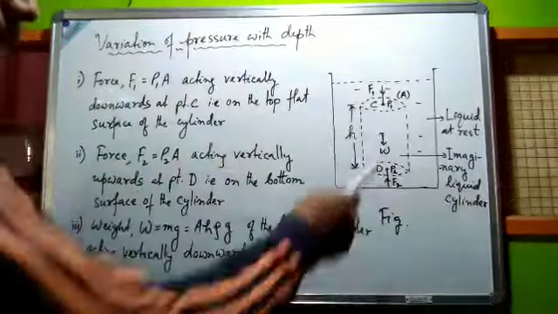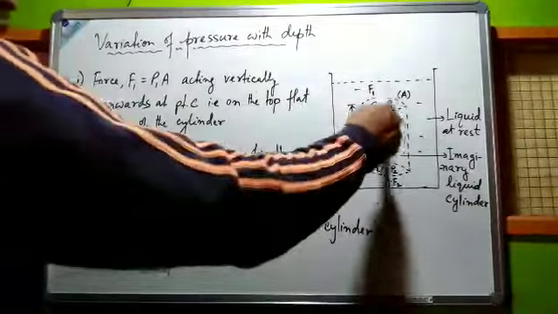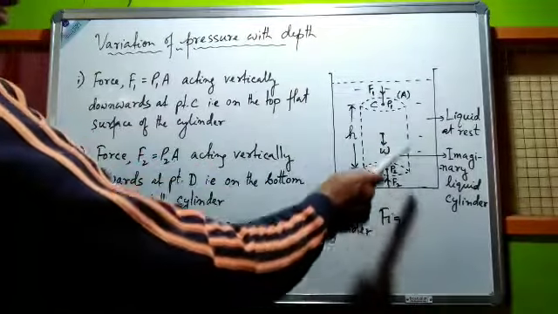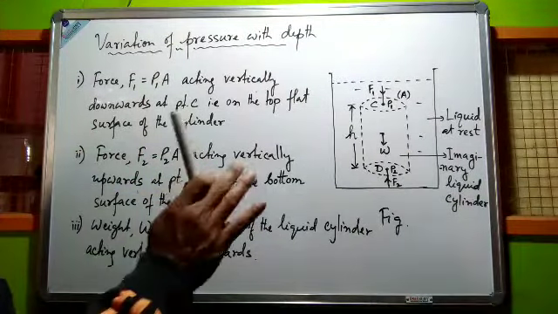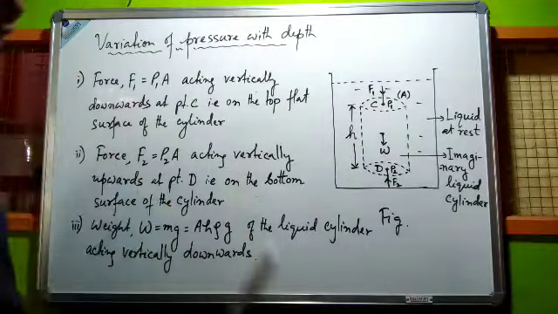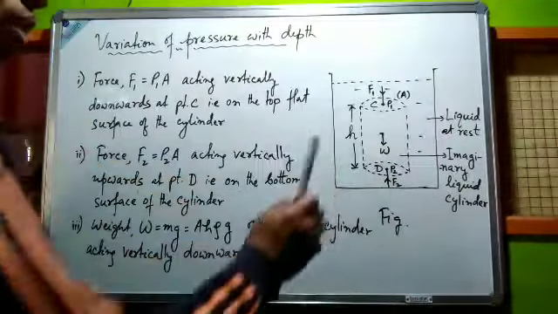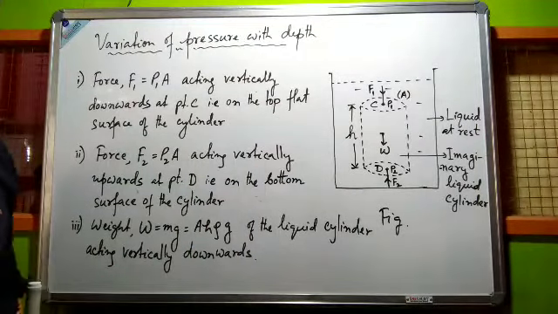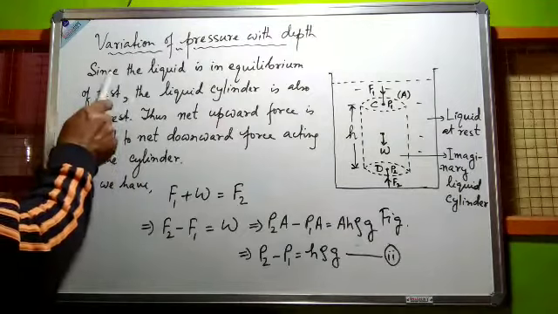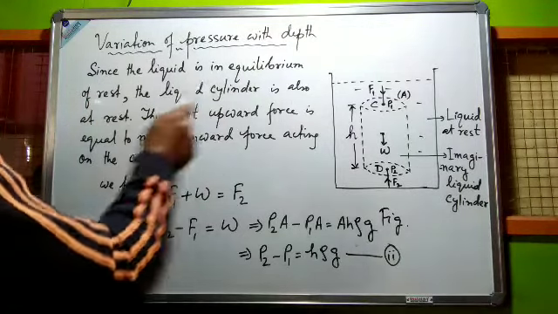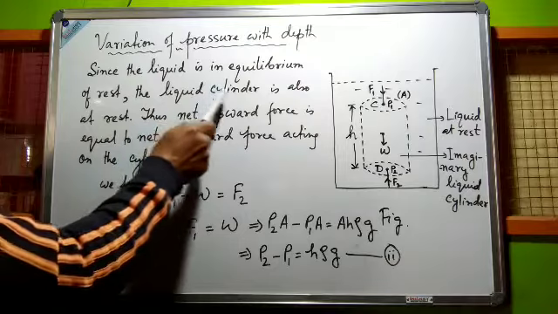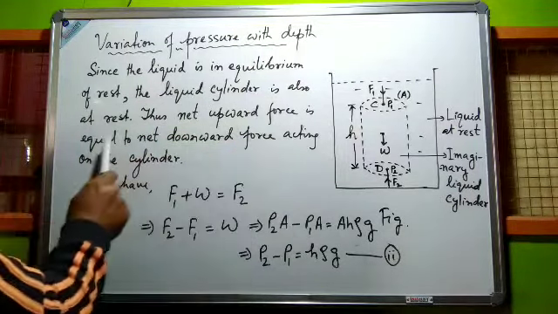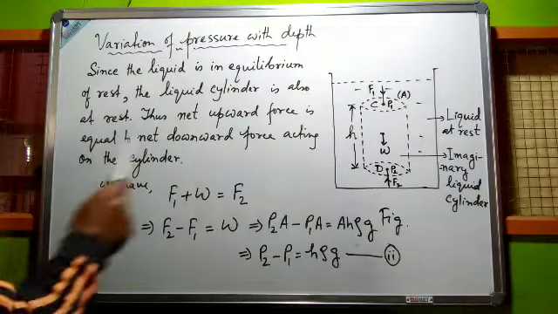The weight always acts vertically downward. See the liquid cylinder's vertical forces: F1, F2 and W. The liquid cylinder is at rest, so the total upward force equals the total downward force. Since the liquid is in equilibrium at rest, the liquid cylinder is also at rest. Thus, net upward force is equal to net downward force acting on the cylinder.